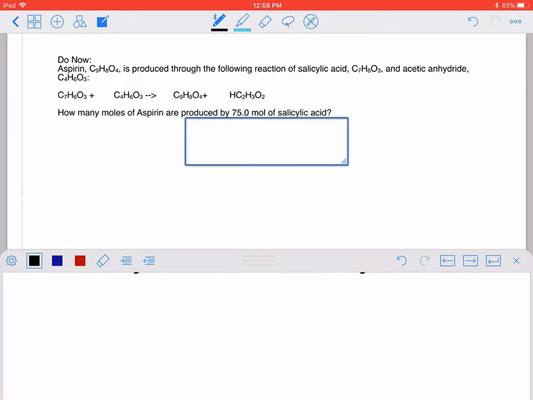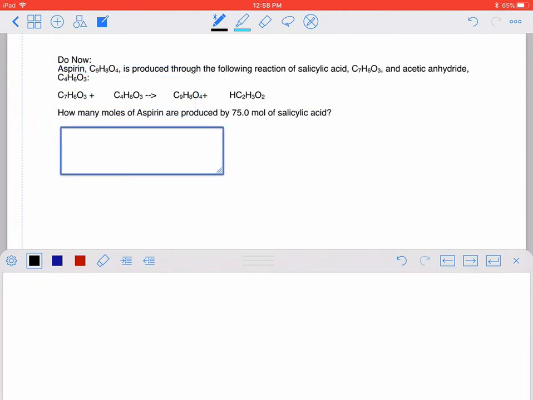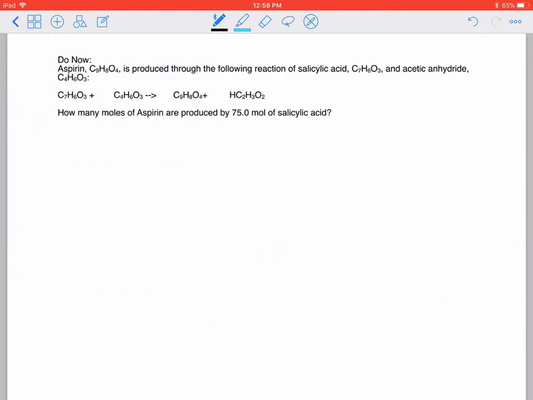How many moles of a product, in this case aspirin, can be produced through the following reaction, where salicylic acid, or I'm going to refer to this most of the time as just SA, and acetic anhydride are reacted to produce aspirin and something else. How many moles of aspirin are produced by 75.0 moles of salicylic acid? So why don't you pause this, and you should be able to do this based on what we did in class last time. So pause, give it a try, make sure you set it up okay.